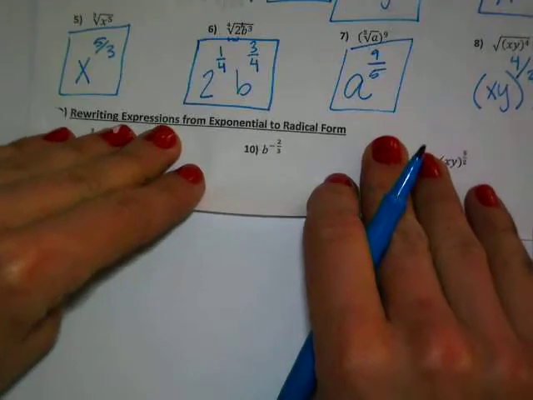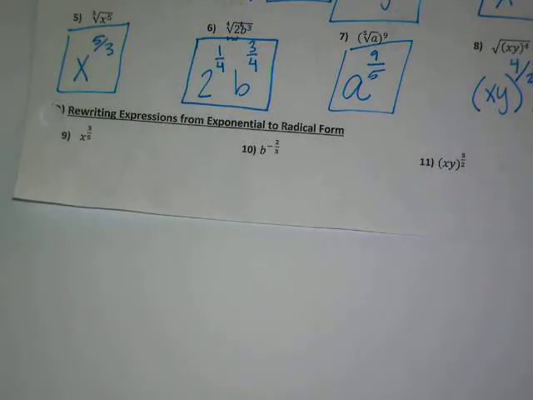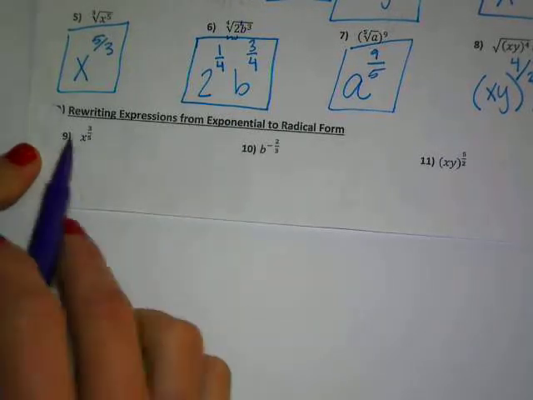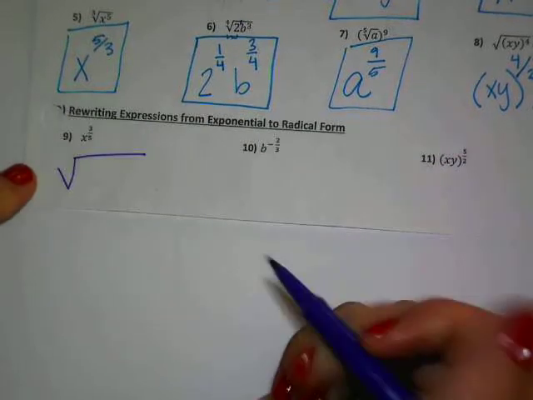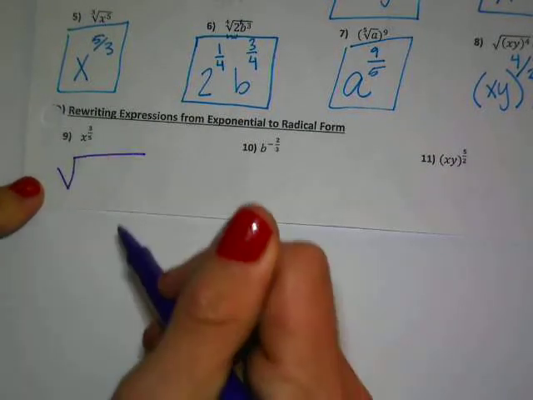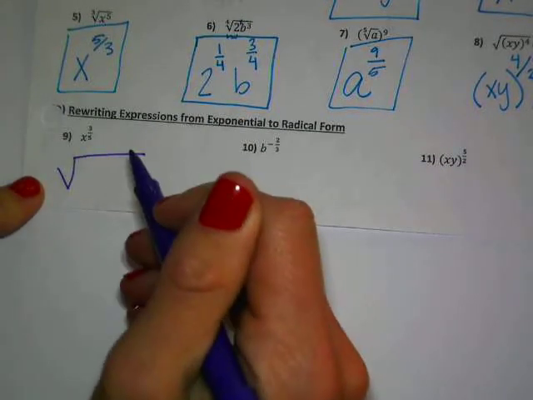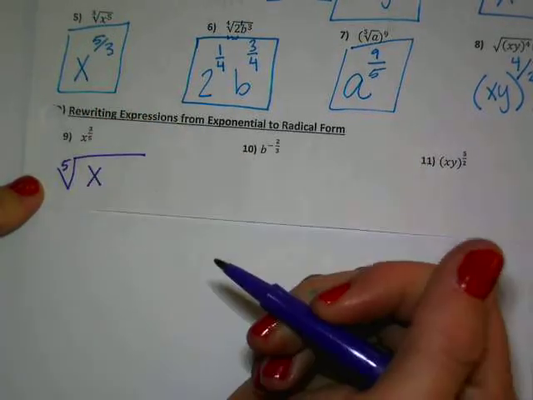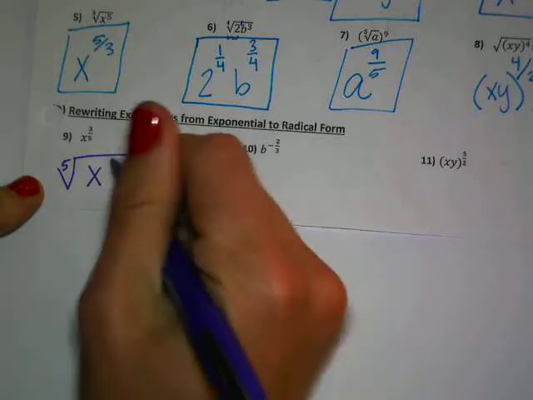All right. Here we're just going to go backwards. Bye, Ariana. So we have the exponentials, and we're going to write them in radical form. Remember, it's going to be the exponent on top, the root on bottom. So on number 9, what's my root going to be? 5. And then what's the exponent? 3.